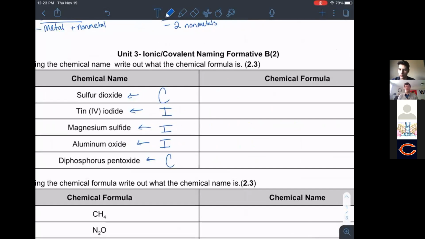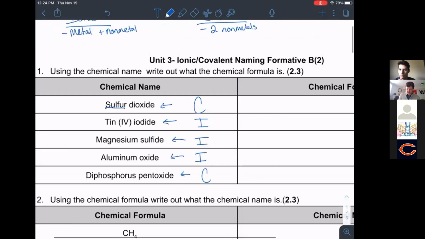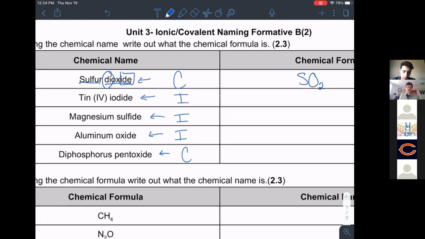So let's do both the covalent ones first, just because they're a little easier to come up with those chemical formulas, because we can just look at the name. How many sulfurs do I have for that first one right here? 1 sulfur. And what is that second element? Oxygen. We changed that ending to IDE, but it's really oxygen. And how many oxygens do I have? 2, because of the prefix di. So SO2.